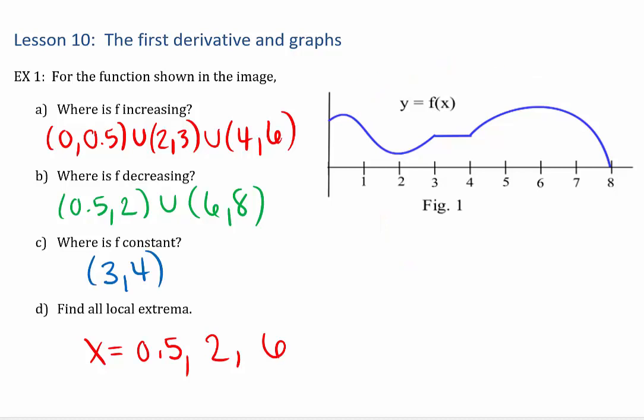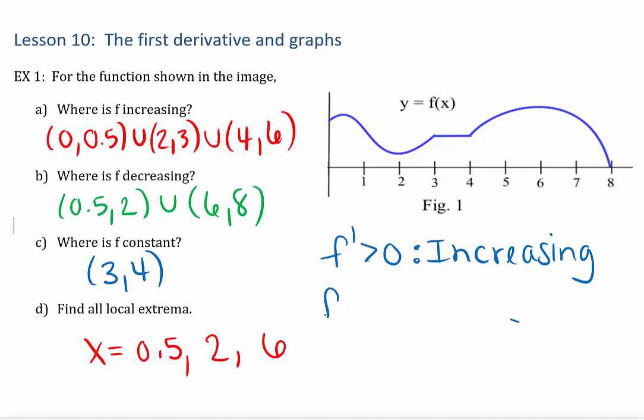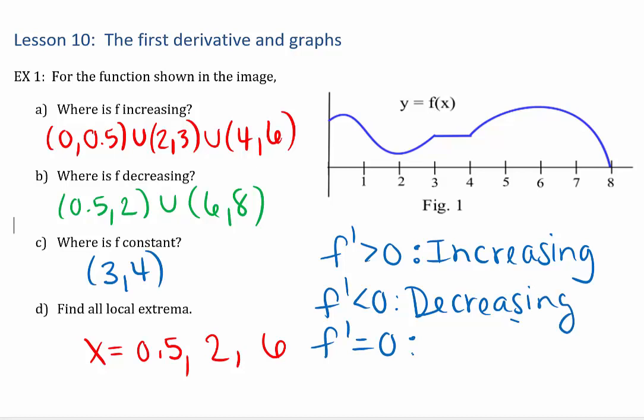Now, this information about increasing, decreasing, constant, and local extrema can all actually come from the derivative of this function. If we remember that derivative is slope of the tangent line, that means if the derivative is positive, the function has to be increasing. Positive slope, increasing. If we have a negative slope, or the derivative is negative, the function would be decreasing. Intervals where the derivative is 0 indicate that the function is constant.